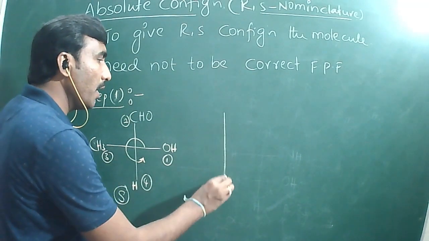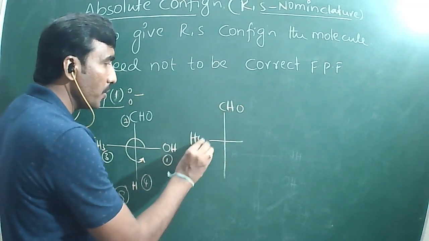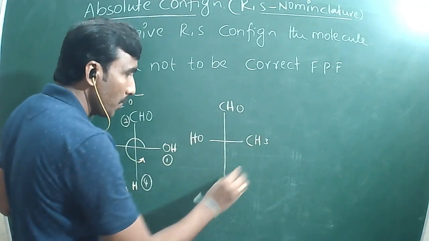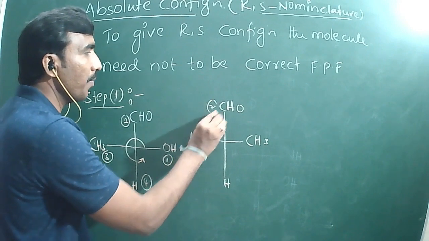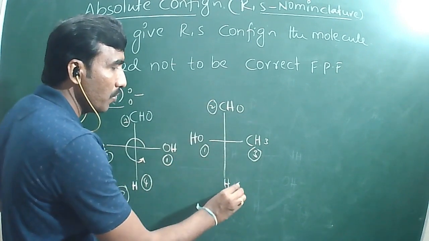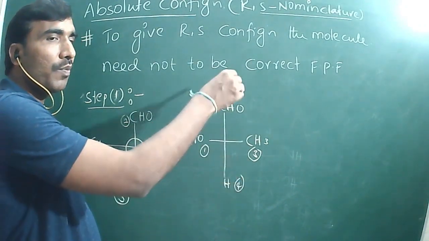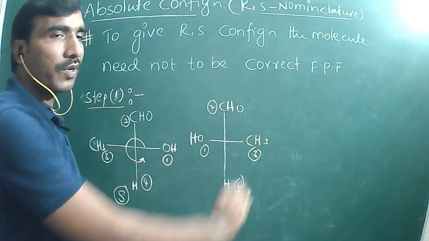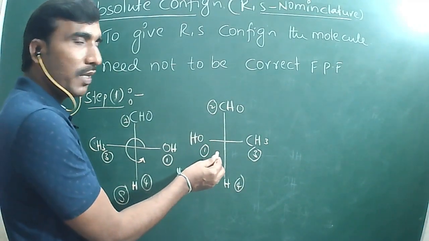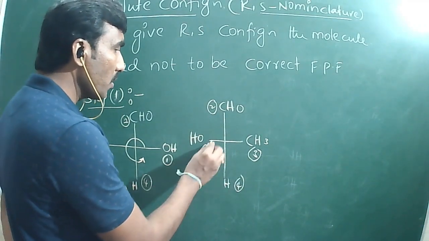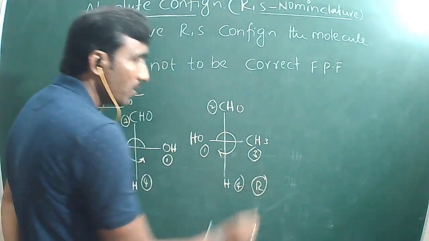And if I take its mirror image, CHO, OH and CH3 and H, first priority group, second priority group, third priority group and fourth priority group. Check whether the fourth priority group is on the vertical line or horizontal line. Vertical line means 1, 2, 3. So if it is clockwise, you can give R.